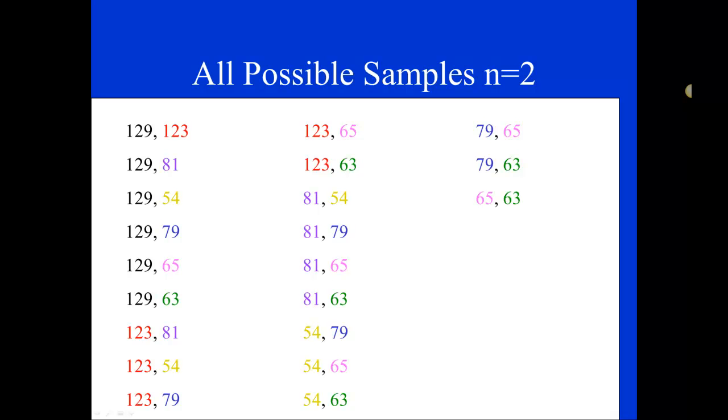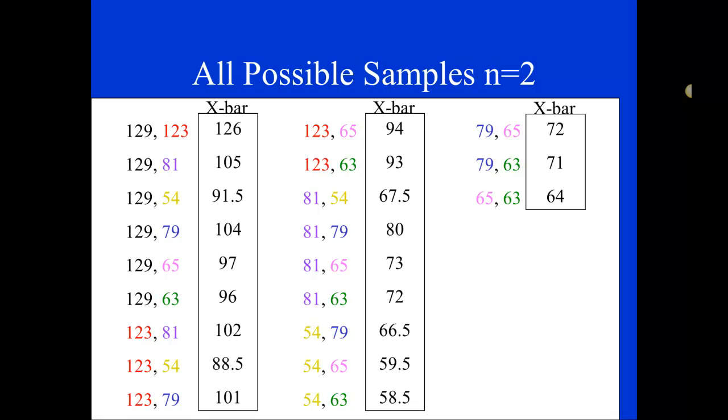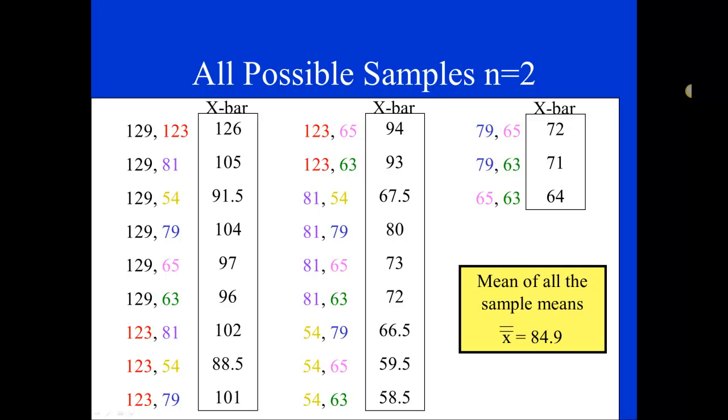The next thing I do is calculate the sample mean, or x bar, from each of those samples. These then are all the possible sample means that I could get if I was taking a sample of size 2 from that population. It's interesting to note that if I take the mean of all the possible sample means, so the mean of all the x bars, or you could call it x bar bar, that value is 84.9, which you'll recall is the exact same value as the mean of the entire population.